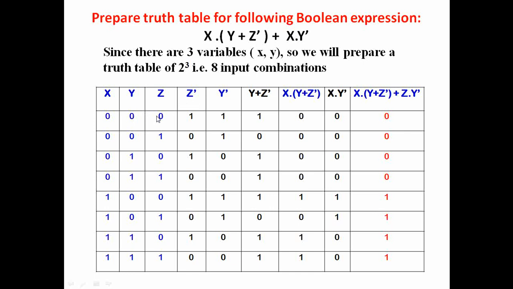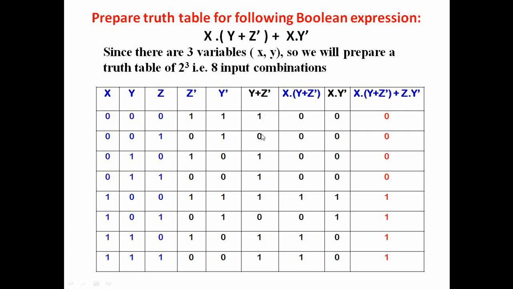So 0 plus 1 is 1, 0 plus 0 is 0, 1 plus 1 is 1, 1 plus 0 is 1, 0 plus 1 is 1, then 0 plus 0 is 0, 0 plus 1 is 1, sorry, 1 plus 1 is 1 and 1 plus 0 is 1. So we got y plus z bar. Now we need x dot y plus z bar. So this is y plus z bar and this is x.